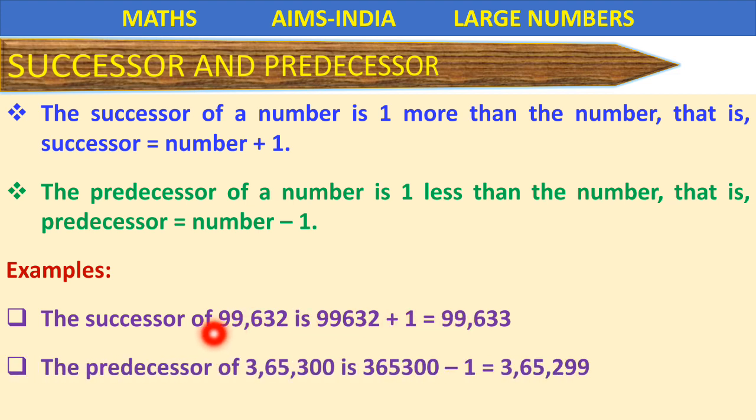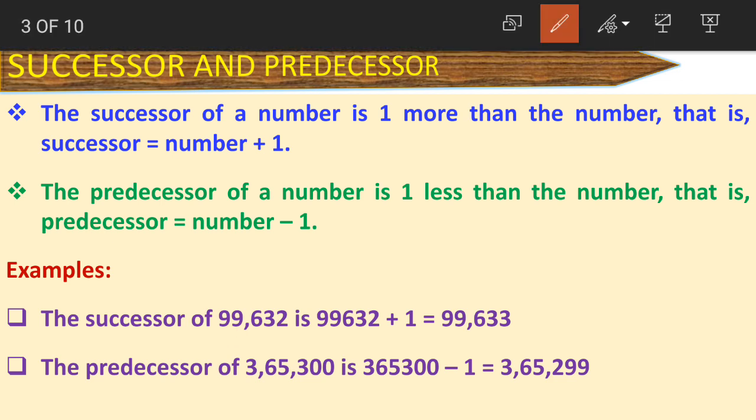Next, the predecessor. The predecessor, again, as I said, pre means before. Pre means what? Pre means before. So, predecessor is a number which comes before the given number. And how do we find out a number which comes before a given number? We subtract 1 from it.